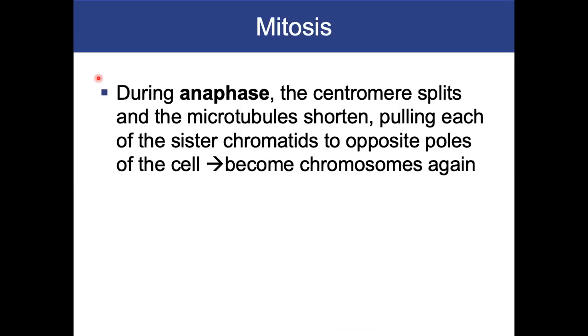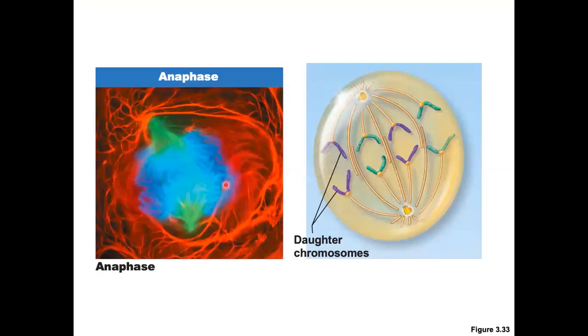Okay, so let's get back to this. So anaphase, the centromere splits, right, and the microtubules shorten, pulling each of those chromatids to opposite poles of the cell. So anaphase, here's the labeled slide, and then here's the picture. And so the chromosomes are going to get pulled to opposite sides. So this would be your 46 chromosomes, or 1/2 of your chromosomes, and then this would be the duplicates getting pulled to the other side. So anaphase are moving away from each other.